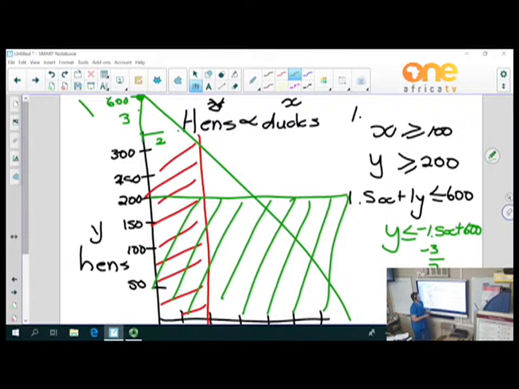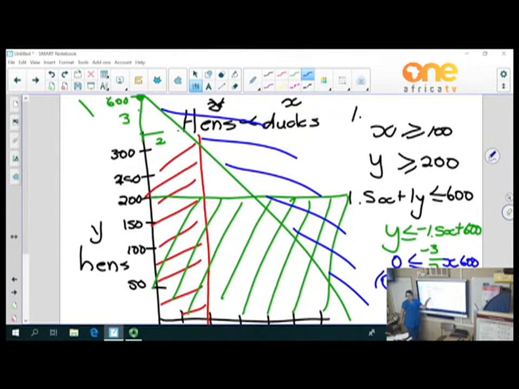Okay, now we need to shade. And how do we test shading? 0, 0. It's not always going to be 0, 0, but in this case it is. So 0 is less than or equal to 600, which is true. So 0, 0 is in the wanted region, so I'm going to shade there. And now you should have a nice white triangle in the middle.